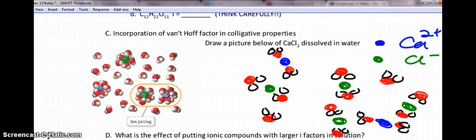Now, if you don't believe me, I have a video coming right up that will show you the boiling of sodium chloride versus calcium chloride, and that will then conclude this lesson.